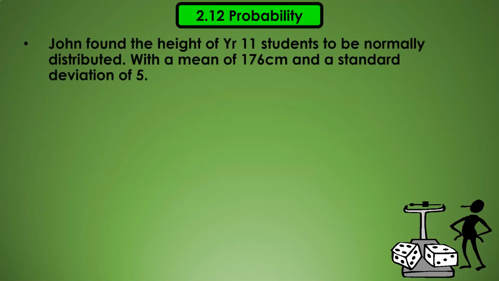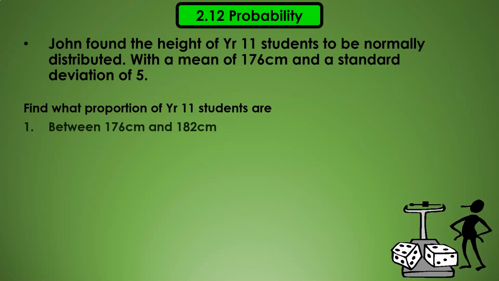So we've got a question here. John found the height of Year 11 students to be normally distributed with a mean of 176 and a standard deviation of 5. So our question is, find the proportion of Year 11 students that are between 176 and 182 centimetres, more than 170 and more than 185. So obviously there's 3 different types of questions there, which will need 3 different answers. So you'll need to go through the steps for each of the questions.